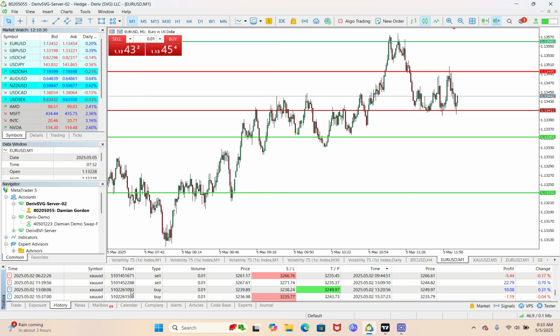So this trade right here, on the 5th of the second, won $10 for this trade. 2nd of the 5th, won another sell trade, another $10, $22. Oh, let me see.